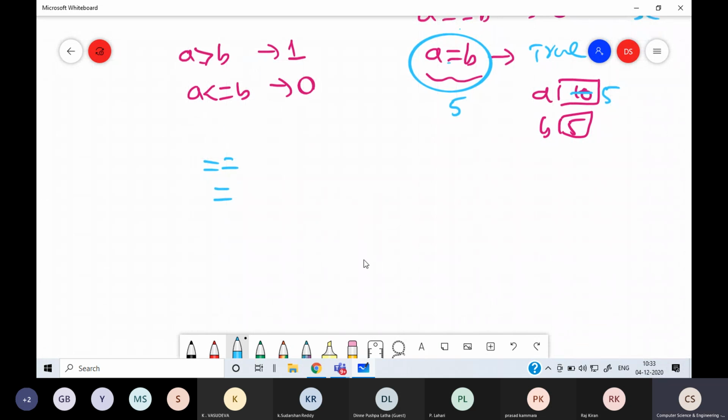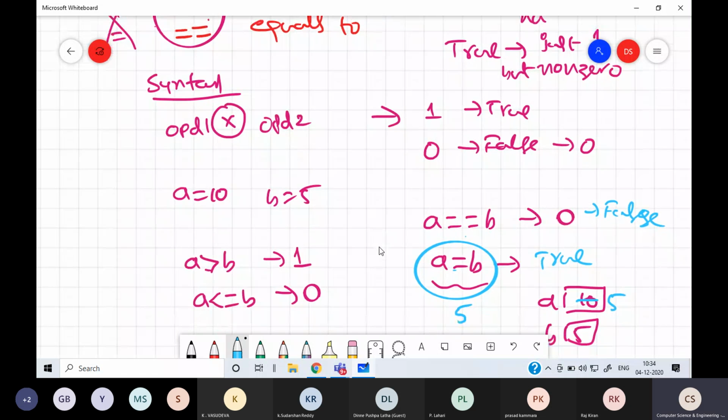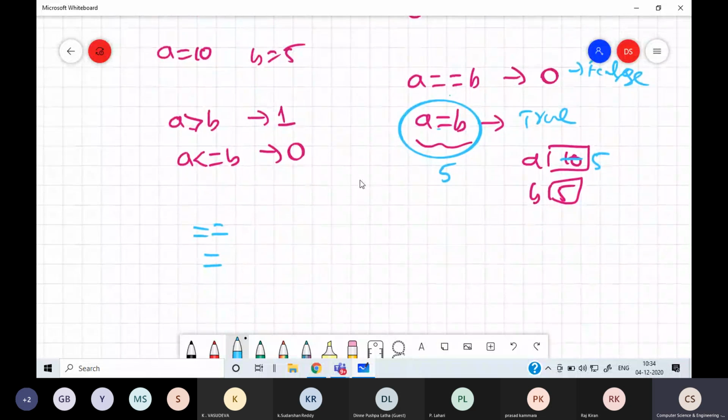So these are the relational operators, and relational operators always generate a Boolean value, 1 or 0. 1 indicates true, and for true, it is not just 1, but any value other than 0 is true. That's why it is called a non-zero value. Any value other than 0, which we call non-zero, is true. That is the relational operator.